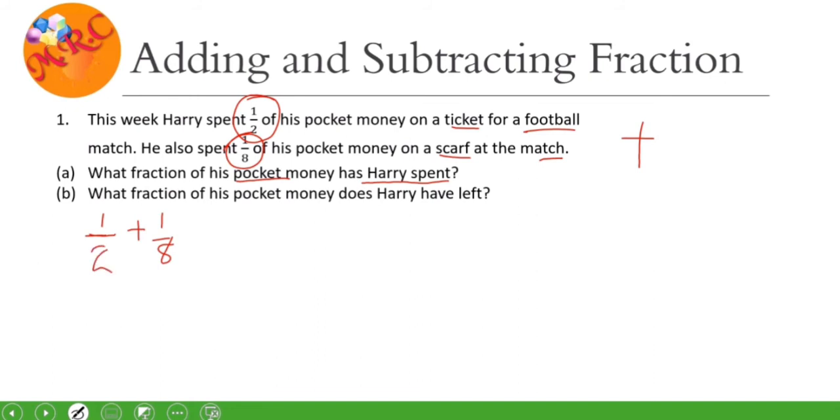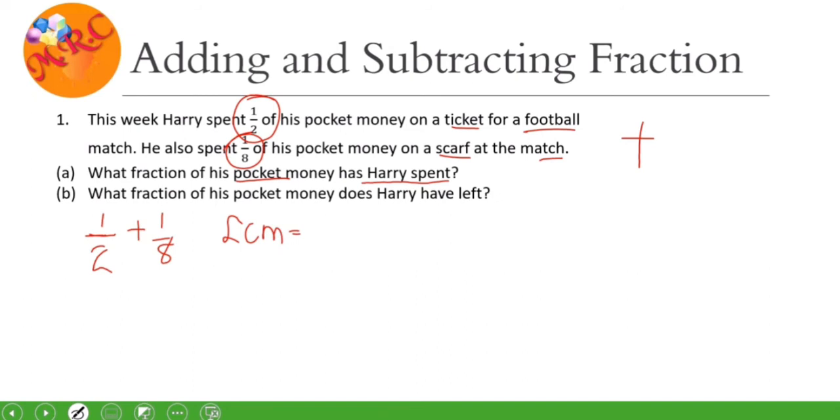Now let's look at the denominators. One is 2 and the other is 8. What do I do in this situation? The denominators are different. What do you do when the denominators are different? Make them the same. Before you can add or subtract, we need to make them the same. So that means that we need to find our LCM.